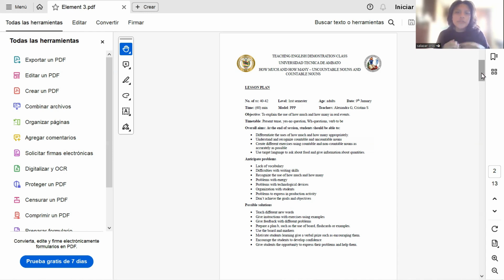Students should be able to differentiate the uses of how much and how many appropriately, and understand and recognize countable and uncountable nouns. Why? Because students get confused when using them. Create different exercises using countable and non-countable nouns as much as possible, because the students are going to do some exercises during the class in our activities. And finally, the use of target language to ask about food and give information about quantities.